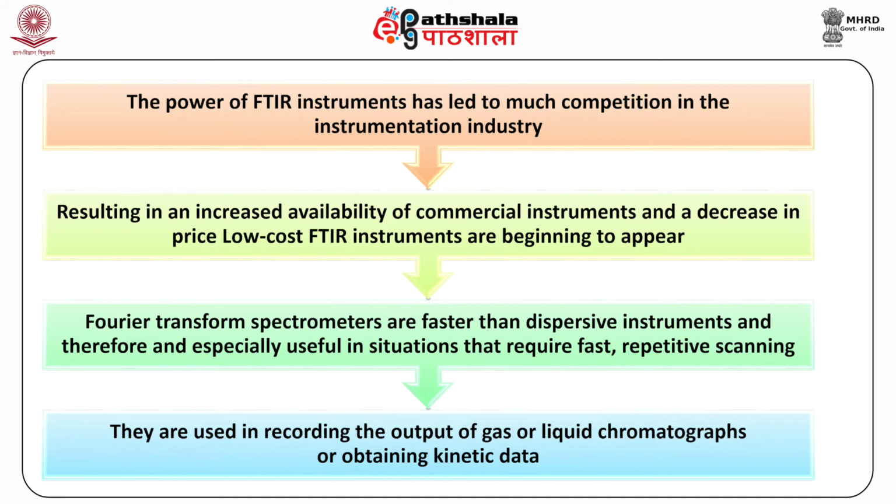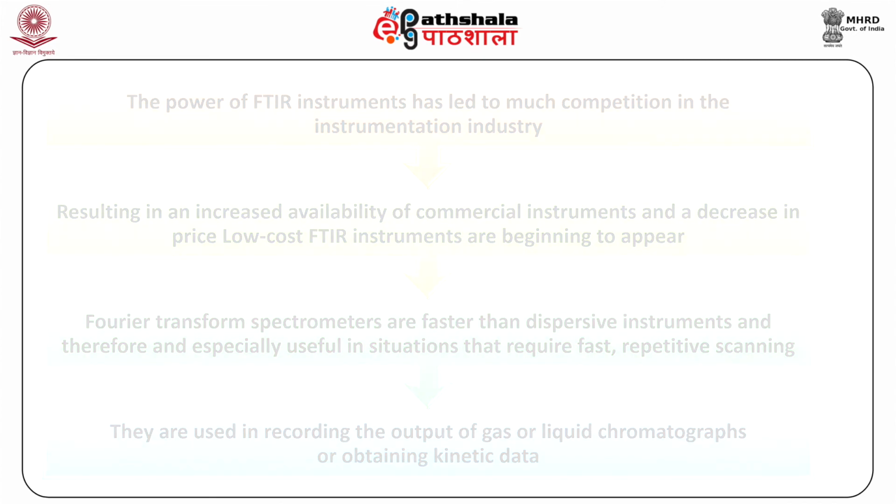Fourier transform spectrometers are faster than dispersive instruments and therefore especially useful in situations that require fast repetitive scanning. They are used in recording the output of gas or liquid chromatographs or obtaining kinetics data.